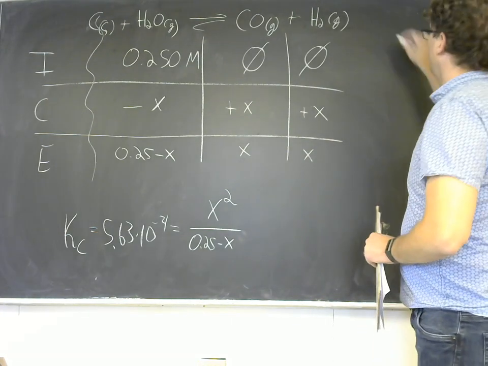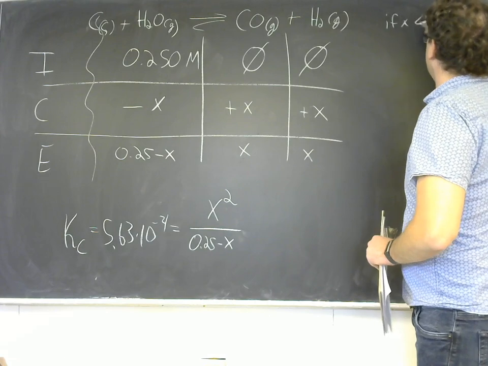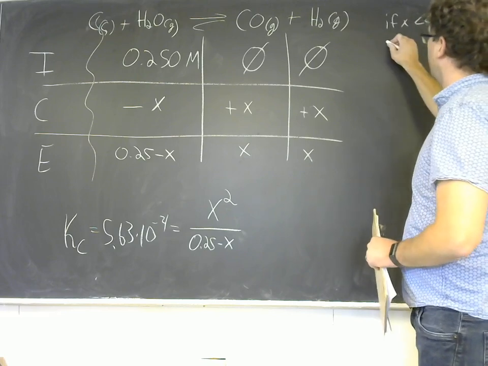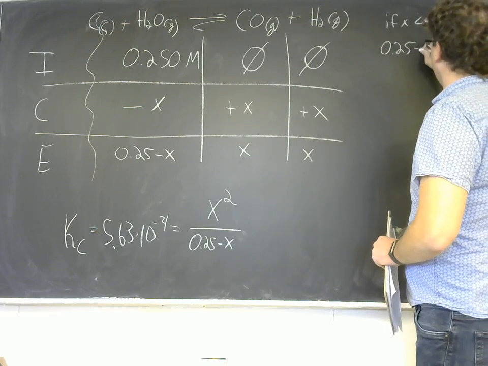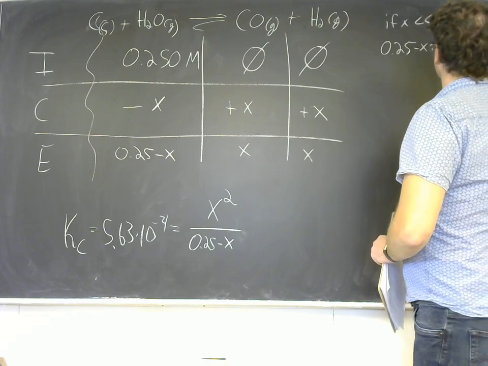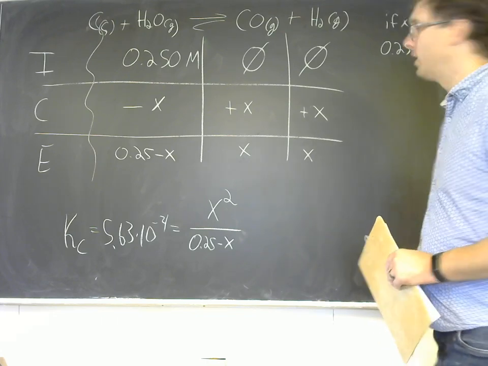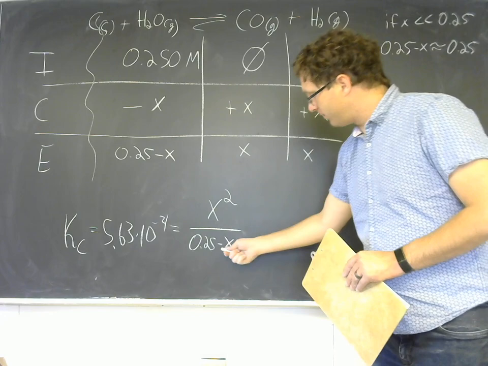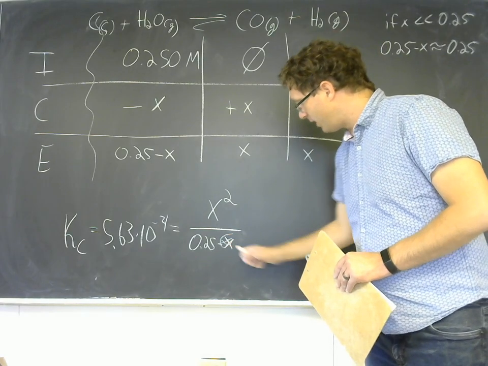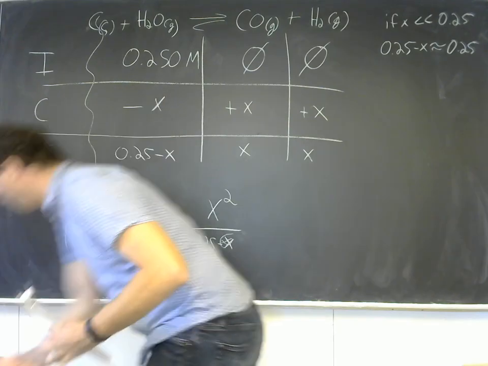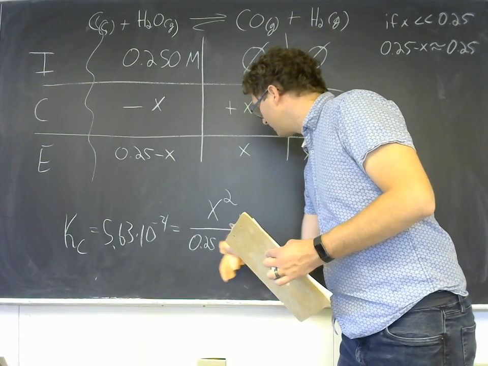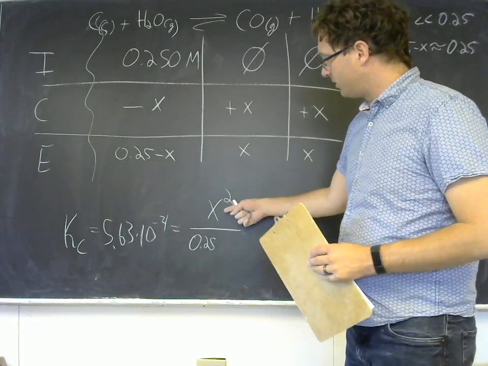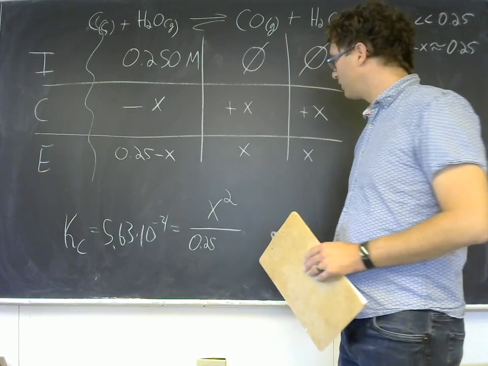And so if x is much less than 0.25, then 0.25 minus x is pretty darn close to 0.25 itself. And we're going to assume that it's close enough that we can just ignore the x right here. This x, we're just going to ignore it. Or, since this is a chalkboard, I can easily just erase it. We've gotten rid of that minus x. And now it's a lot easier to solve for the concentration.